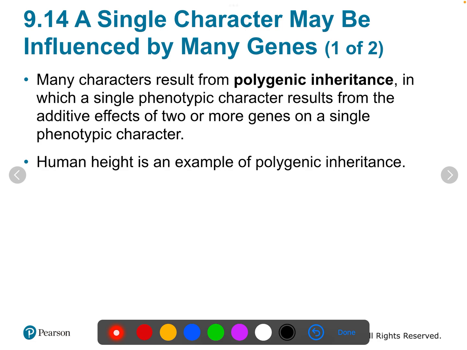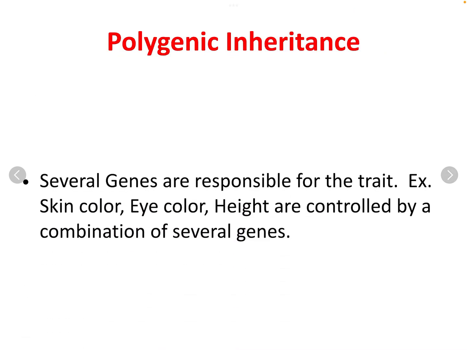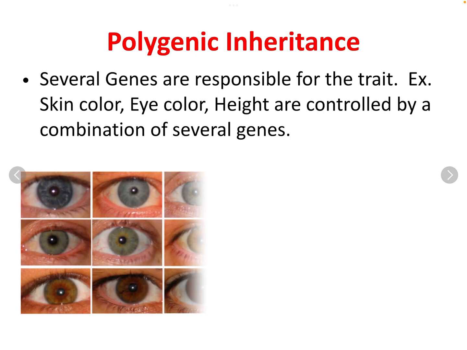Sometimes we have what's called polygenic inheritance. Polygenic inheritance is when a single phenotype is the result of multiple genes. That's what poly means, more than one gene interacting together. So now we're not talking about multiple alleles here. In that case, we're talking about several alleles for one gene. But now we're talking about multiple genes working together for a phenotype. Human height is an example of one. Skin color, eye color, these are examples.